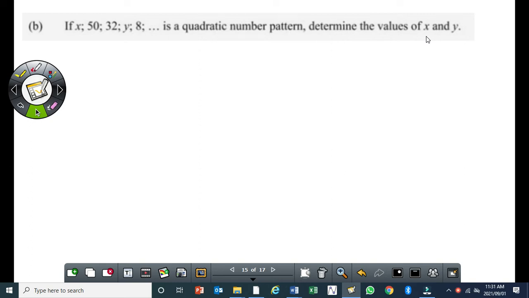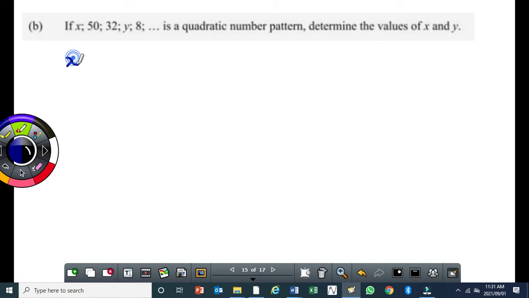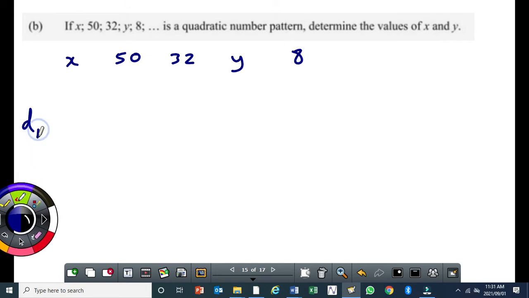It says if you are given x, 50, 32, y, and 8, they form a quadratic pattern. You need to determine the values of x and y. So we have x, 50, 32, y, and 8. The first thing, determine your first differences.